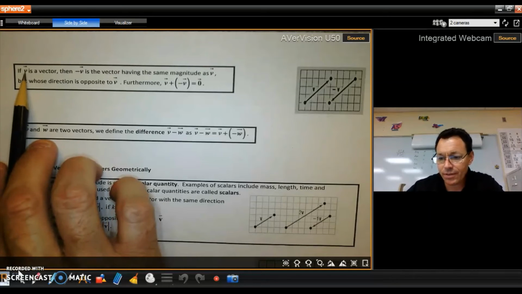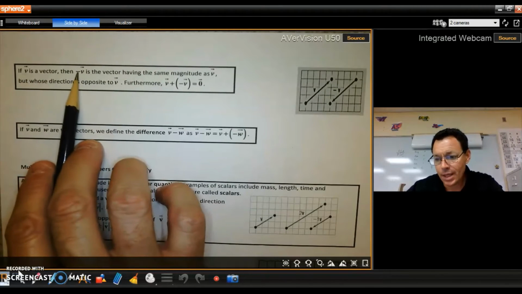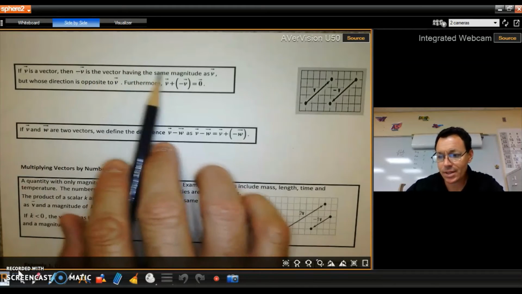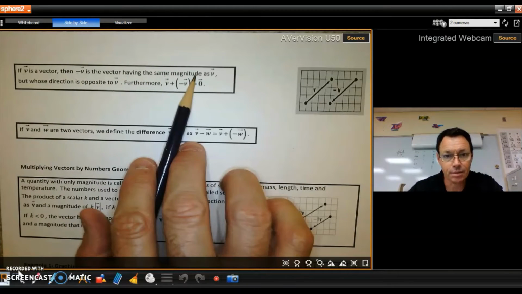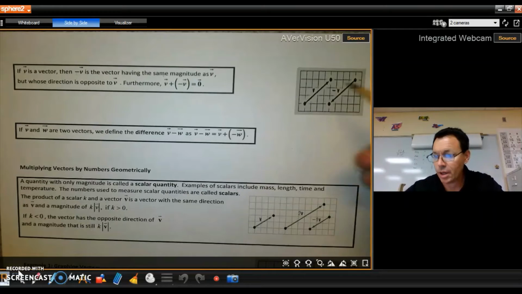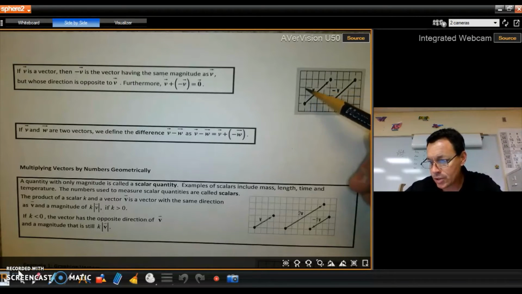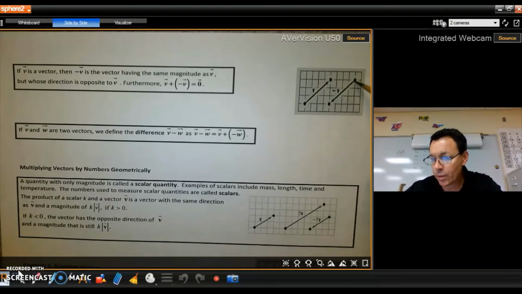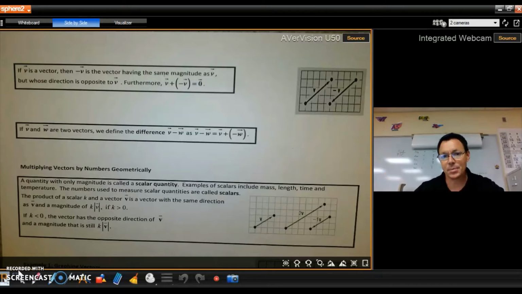All right, on the top, we're going to talk about what a negative vector is. If v is a vector, then negative v is the vector having the same magnitude, exact same length, but going in the opposite direction. So this vector is going up and to the right, this one's going down and to the left. If you think of it like slope, it's going up 1, 2, 3, over 1, 2, 3, 4. This one would be going down 1, 2, 3, and then left 1, 2, 3, 4. So it's traveling in the exact opposite direction. Okay, so that's what a negative vector is.